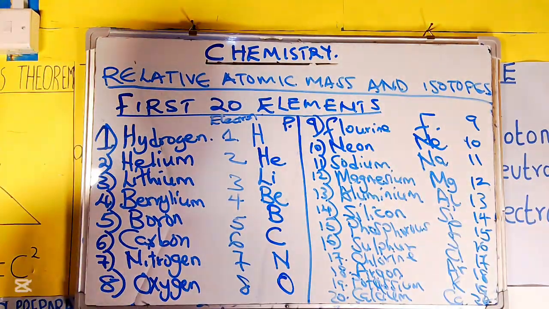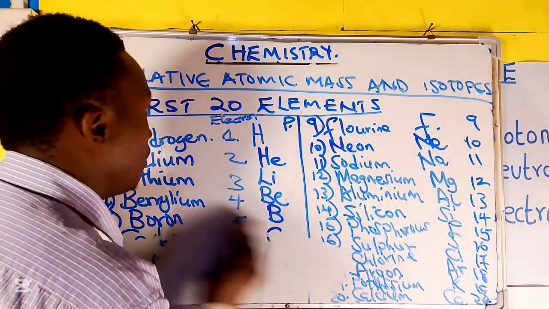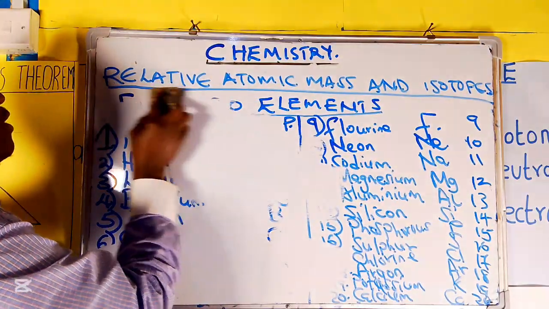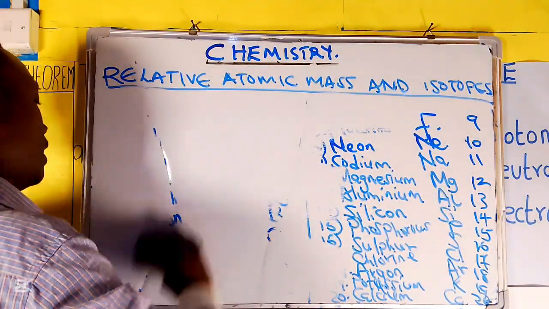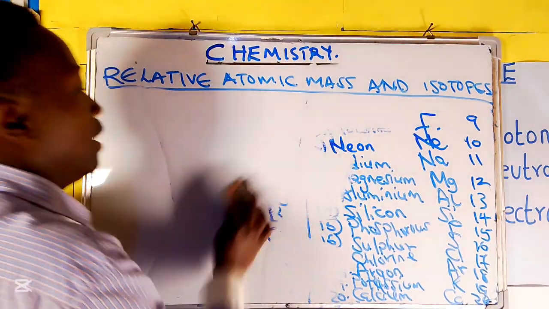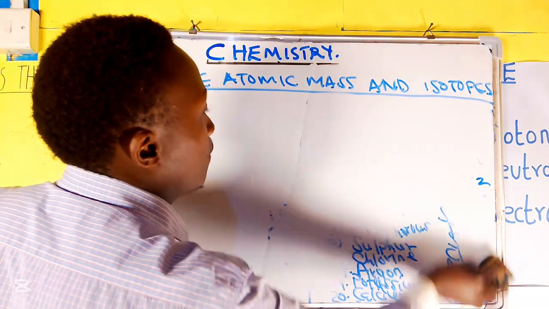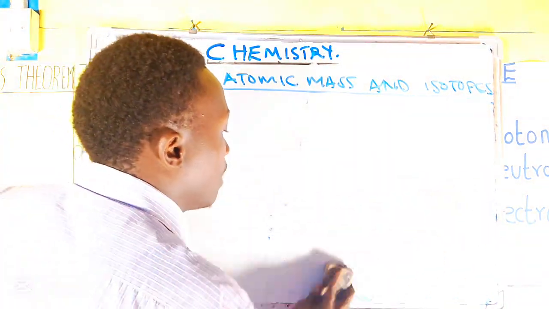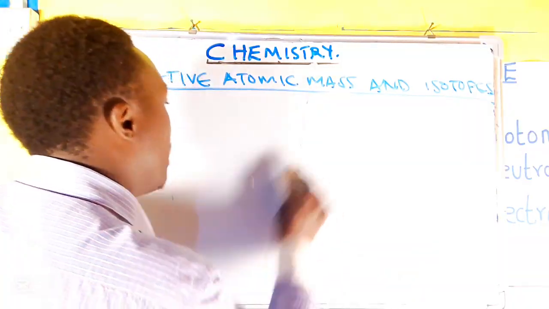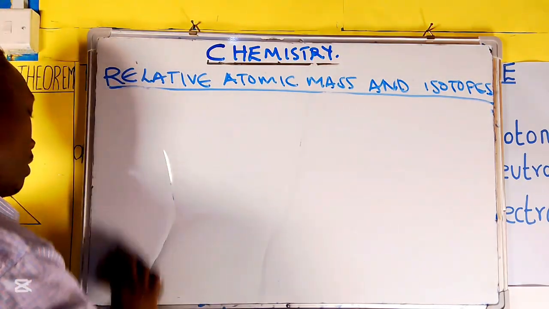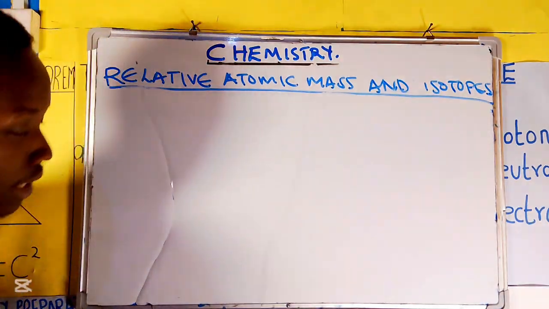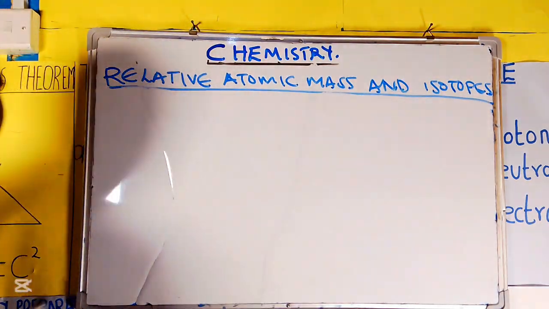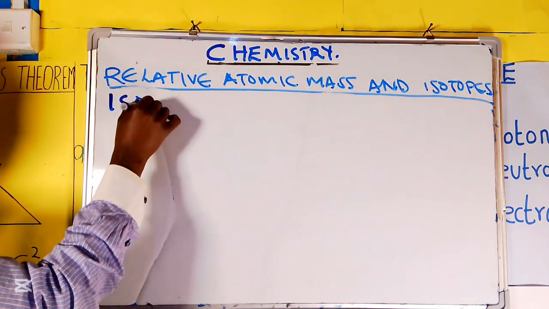So having done that, I want us now to proceed to relative atomic mass and isotopes. Relative atomic mass and isotopes. And we can begin with isotopes.